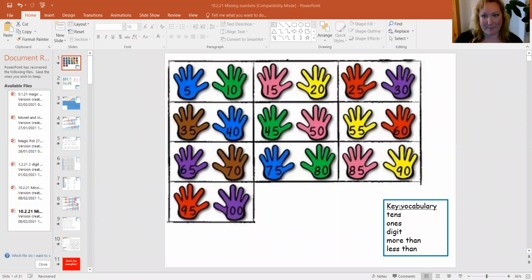Here we go. Let's start with some counting. We're going to count in fives. Remember, handily on your hands, 4 fingers, 1 thumb equals 5. 0, 5, 10, 15, 20, 25, 30, 35, 40, 45, 50, 55, 60, 65, 70, 75, 80, 85, 90, 95, 100. Our key vocabulary today is tens, ones, digit, and then crucially, more than and less than.